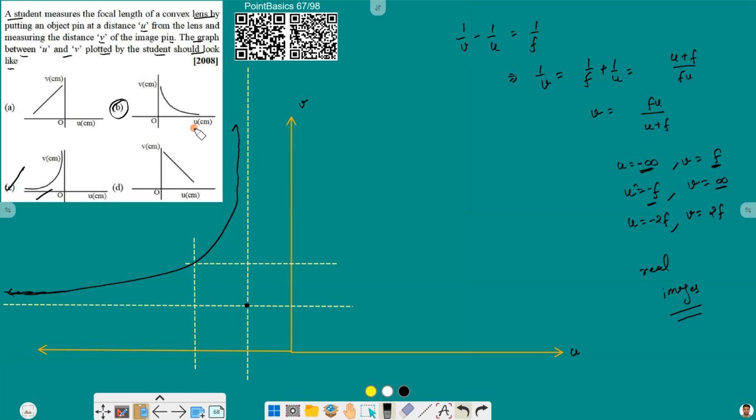But here, it is not clearly mentioned whether we are taking u or modulus of u. If we are taking modulus of u, then B can also be a right answer. But we are taking it with proper sign, so only option C will be the right answer.